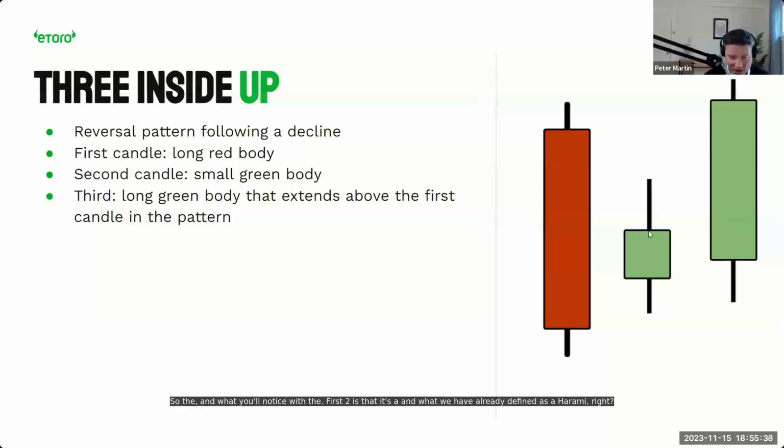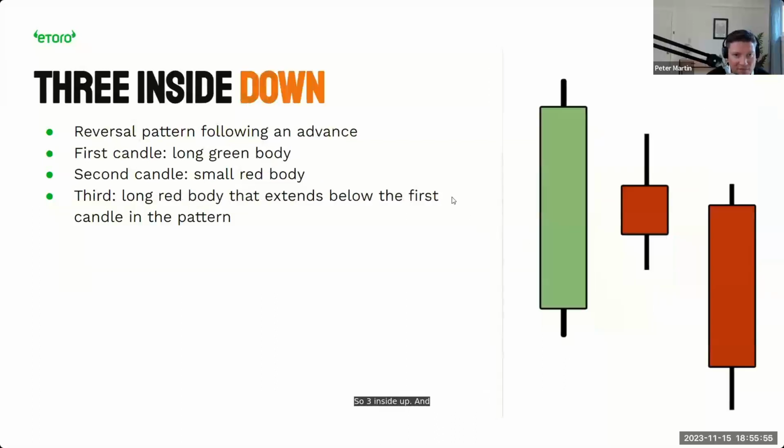So what you'll notice with the first two is that it's what we've already defined as a harami, right? It's the big candle with a small body entirely contained within it. That's the inside, and then up. So, three inside up. And sorry, I said that was our final pattern. Here's the reverse of the three inside up, the three inside down. It's a reversal pattern following an advance. We get a long green candle to start with, a small red inside the body, so it's a harami, and then the third one to complete the pattern is a long red candle that extends below the first candle in the pattern.